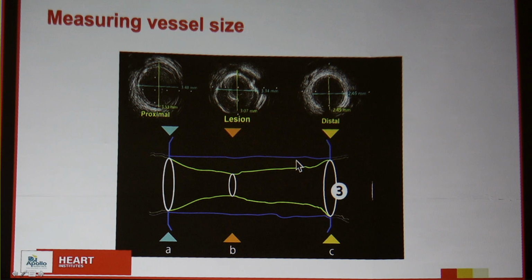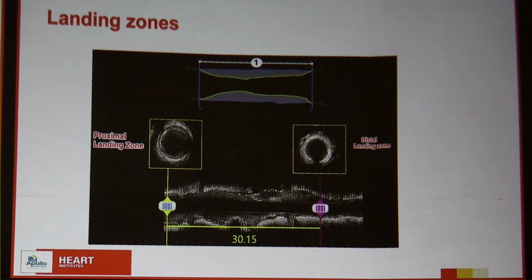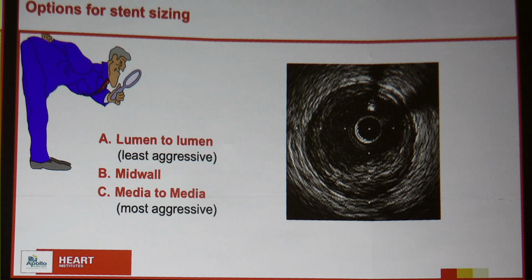Now, the landing zones are very important, because you cannot land in a part where the plaque is there, because that might lead to a plaque rupture or plaque shift. So when you start dilating the stent, you have three strategies. Either you go for lumen to lumen, which is the least aggressive, go for mid-wall to mid-wall, that is midway, or go for a very aggressive dilatation of media to media. What I follow in my practice is media to media, so that you get a good outcome and a large vessel.